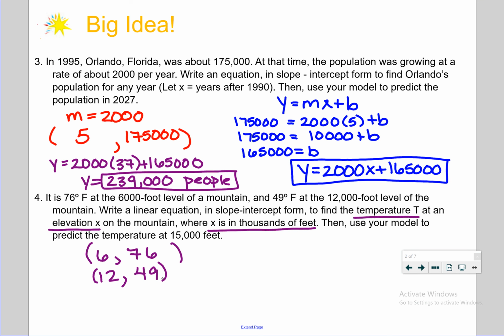All right, so with your partners, I want you to finish this problem. Write an equation, make sure there's a T in it, not a Y, and then answer what's the temperature going to be at 15,000 feet. Go ahead.